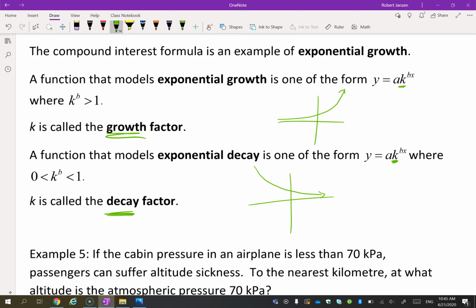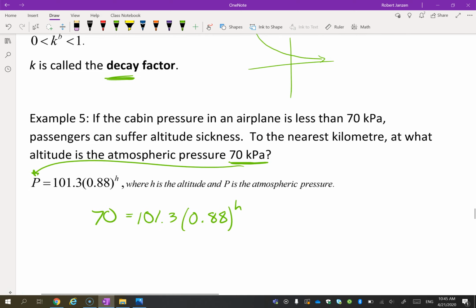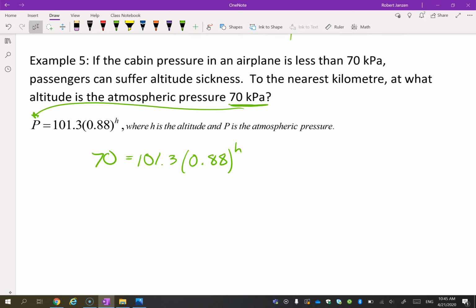Earlier we had a to the x, and we talked about if a was greater than 1, you're going to have a graph that grows. If a is between 0 and 1, it decreases. So I know that here it says k, it's the same idea. So let's go back here. What kind of graph do we have? Well, the value that has the base of the exponent is less than 1, so this is a decreasing graph.